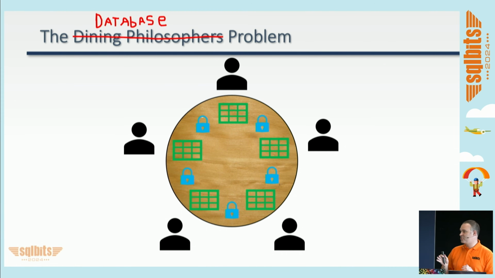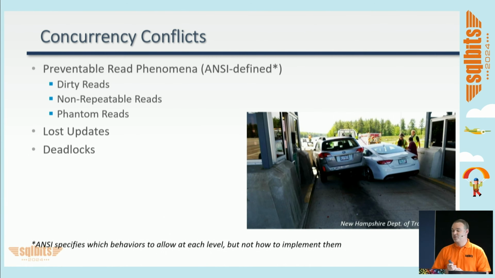Now, some of these problems we can describe by what are called concurrency conflicts. There are 3 that are defined by ANSI. They are known as preventable read phenomena.